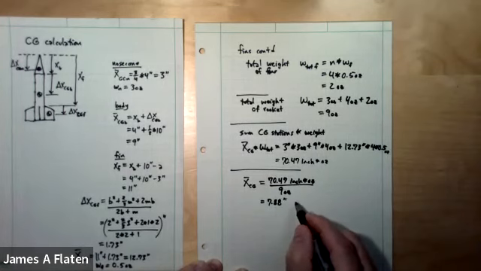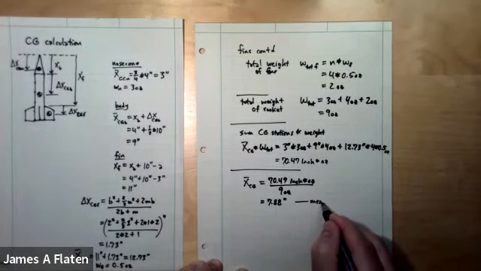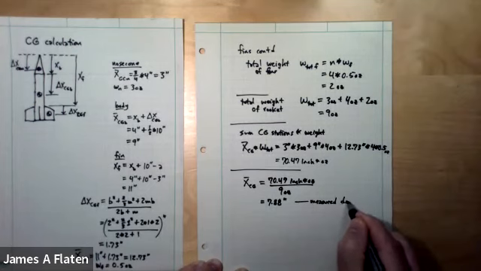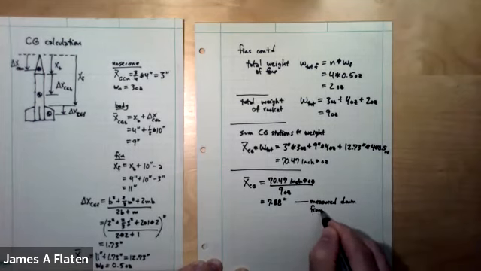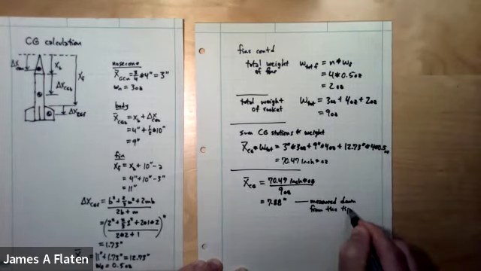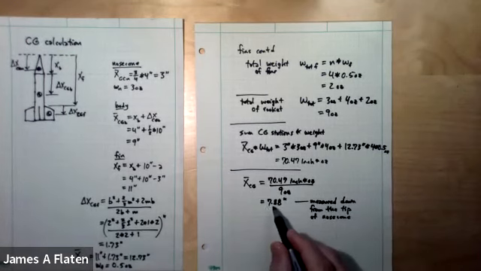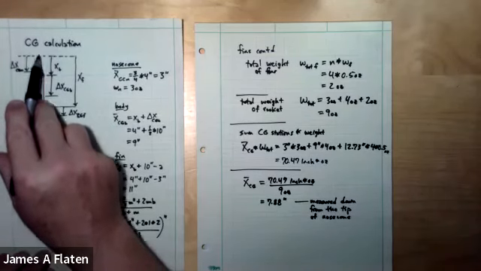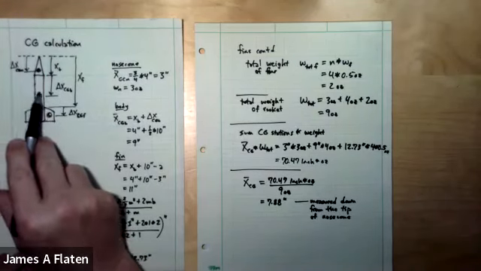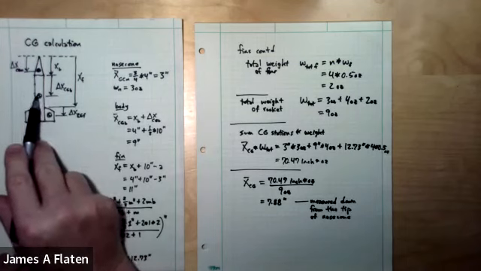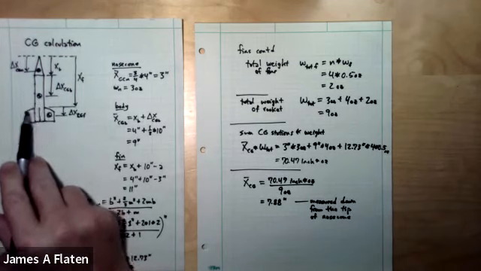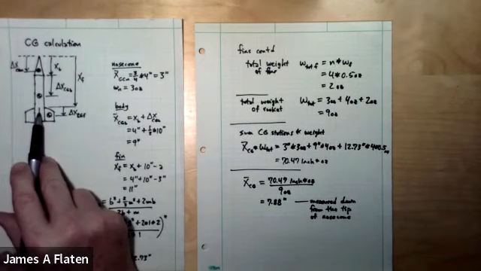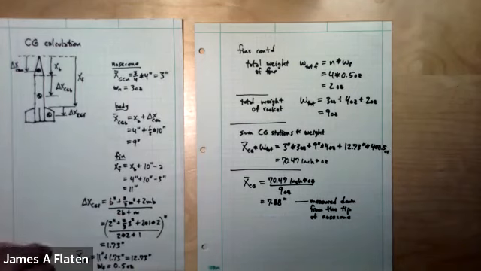inches. And remember, this is measured down from the tip of the nose cone. But let's see if that makes some sense. So it's almost 8 inches. Over here in my figure, the nose cone is 4 inches long, and so it's going to be down here somewhere. That sort of makes sense. Somewhere in the middle of the body, well before you get to the fins. That's the balance point for the rocket.